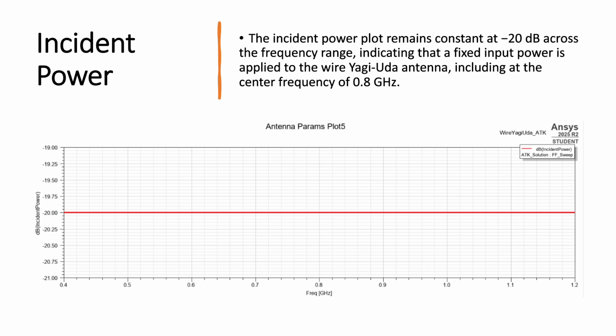Now coming to the next slide. Incident power. This plot shows the incident power, which remains constant at -20 dB. This indicates a fixed input power is applied to the antenna. Any change in performance is due to antenna behavior, not input power variation.